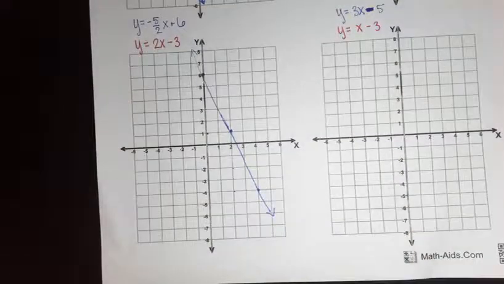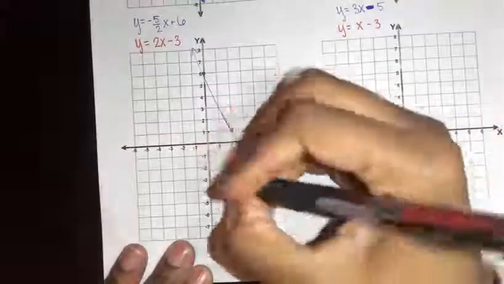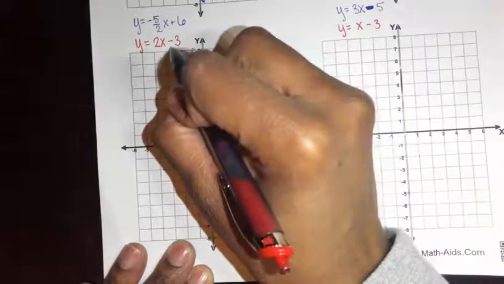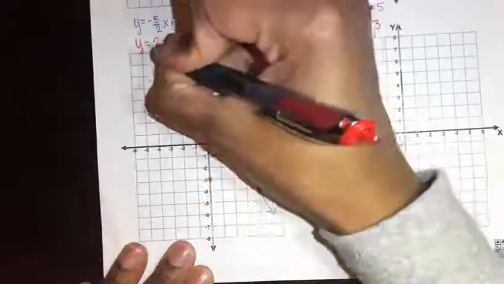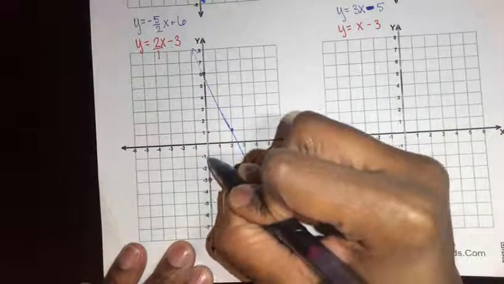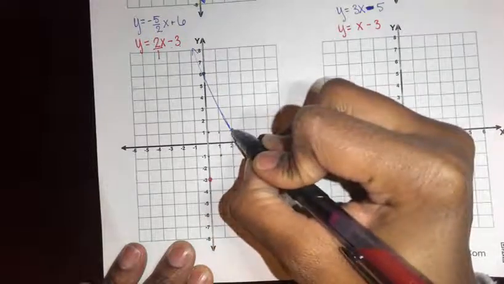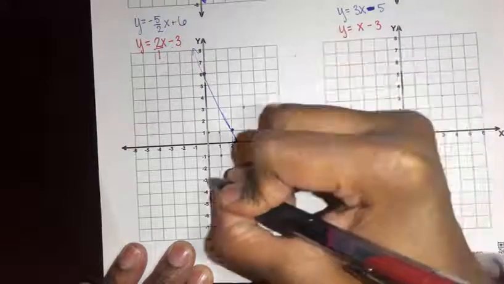And then I have the second equation, y is equal to 2x minus 3. So I'm starting at my y-intercept of negative 3, because it's minus 3 here, and my slope is 2. Remember, when I have a slope that is an integer, I need to put it over 1 so that I have a rise over run. So rise of 2, run of 1. Rise 1, 2, run 1. I'm going to do another rise of 2, run 1, just to get a straighter line.